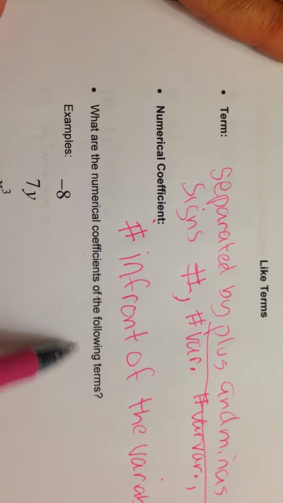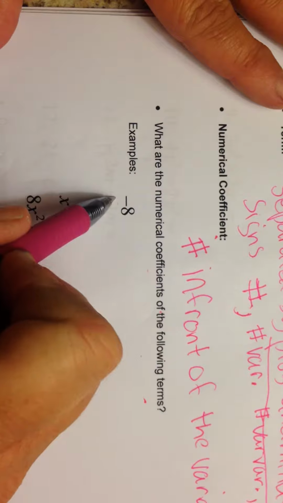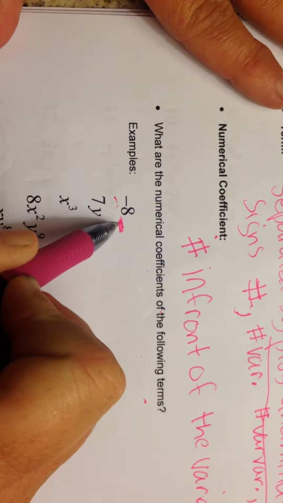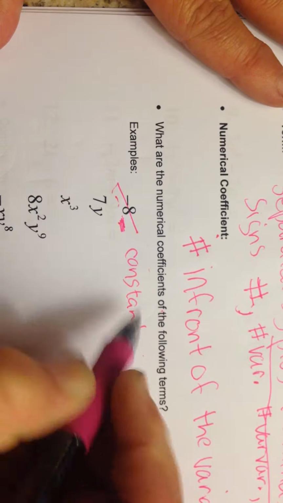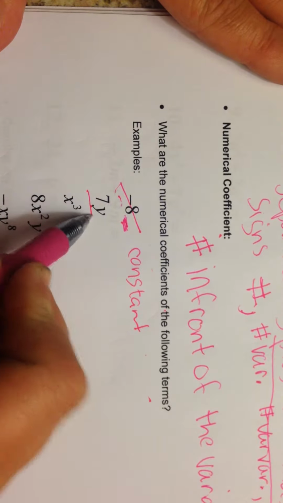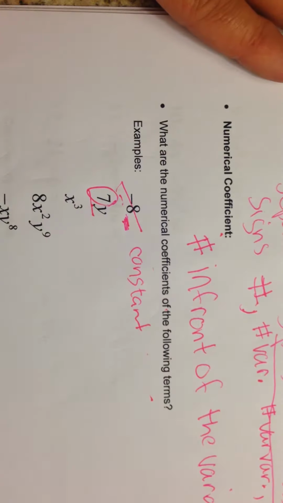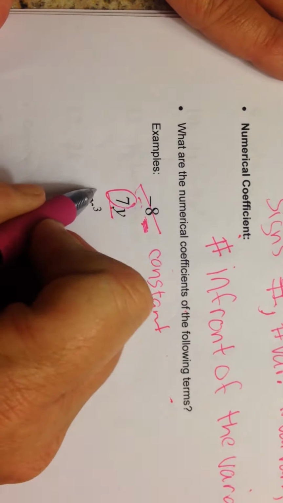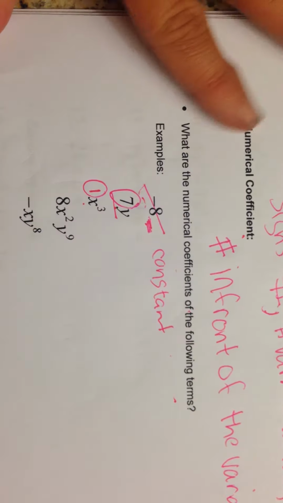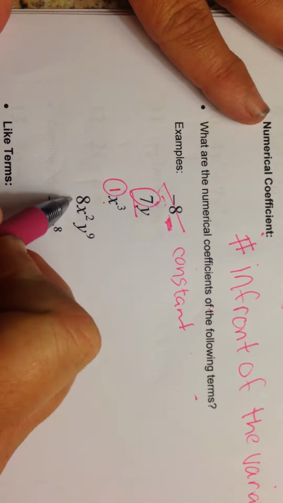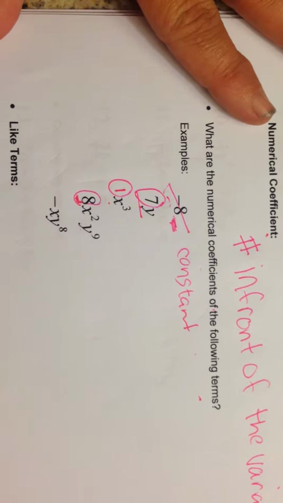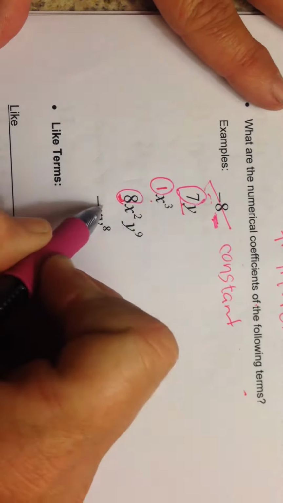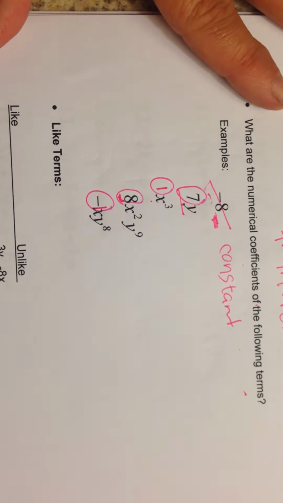So we're going to look here. What are the numerical coefficients of the following terms? Well, since 8 does not have a variable, it's not a coefficient. It would be called a constant. The coefficient of this term would be 7. The coefficient of this term is understood 1. The coefficient of this term is 8, the number in front of the variables. And the coefficient in this term is negative 1.